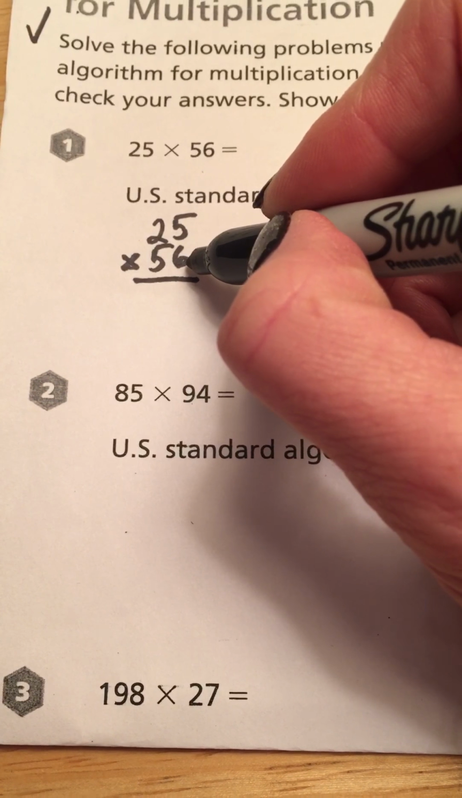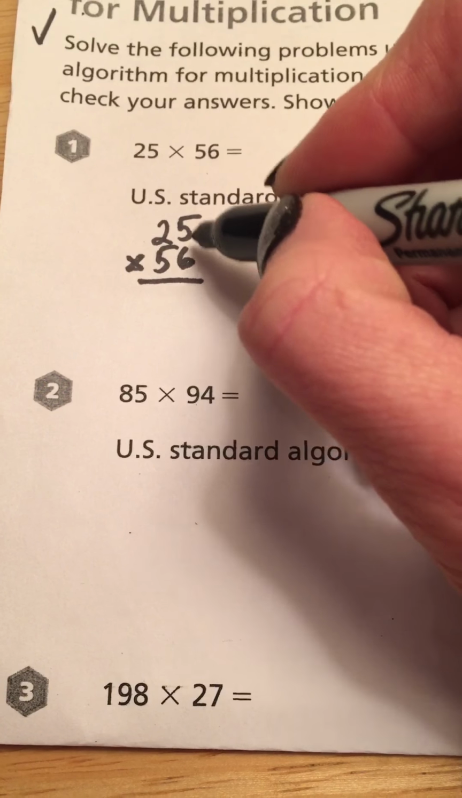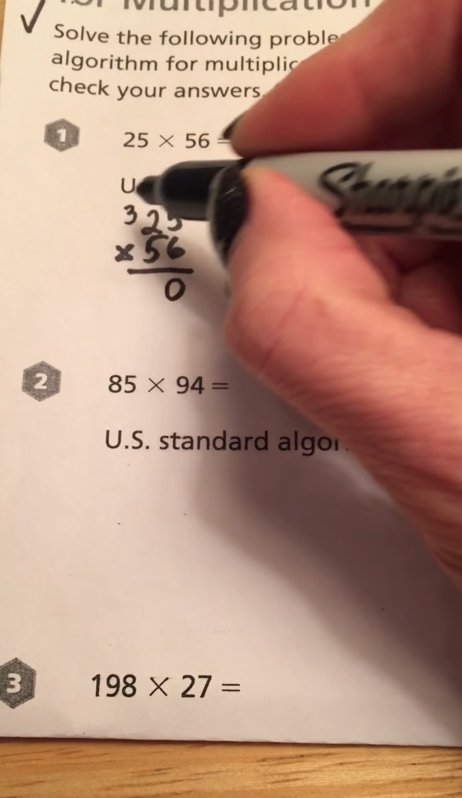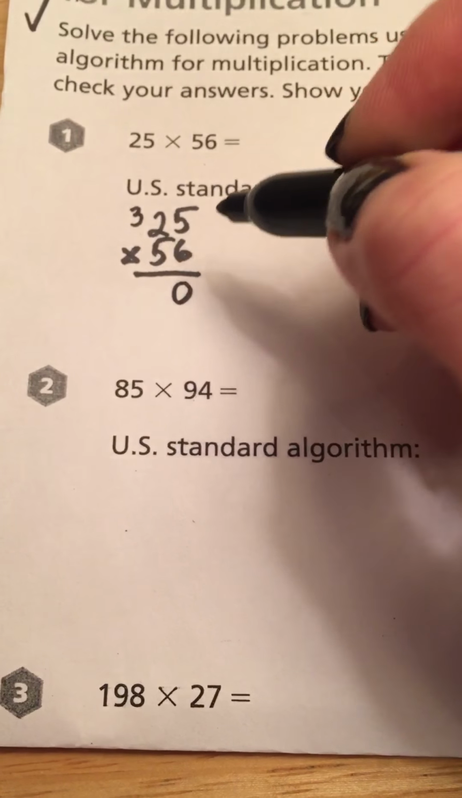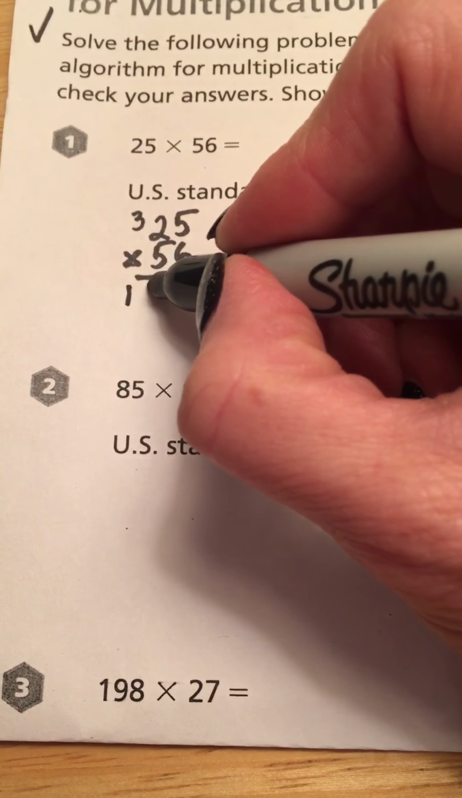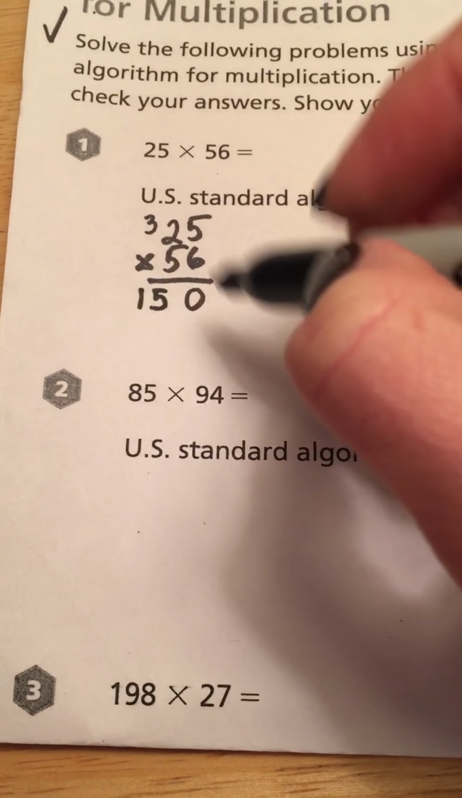We always start with the number in the ones place here. 6 times 5 is 30. I'm going to put down 0, carry 3 groups of 10. 6 times 2 is 12, plus 3 is 15. 15 groups of 10. So I'm going to write it like that.